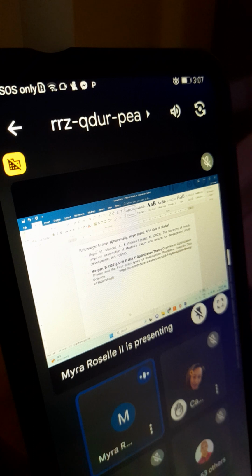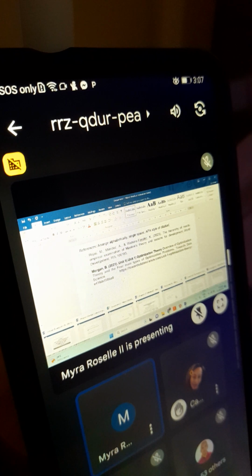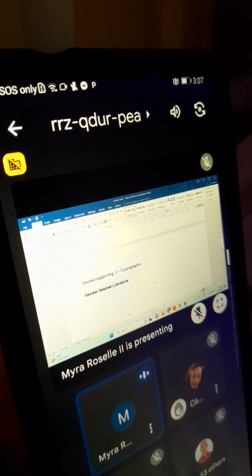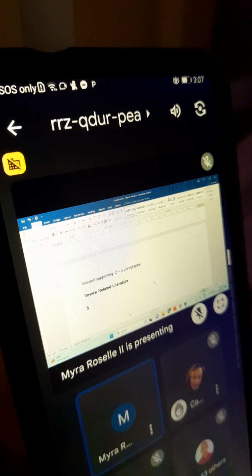Okay? Now, after the review of related literature, the next here is the statement of the problem. The statement of the problem has 2 parts. You have the main problem, and then you have the sub-problem. Okay.